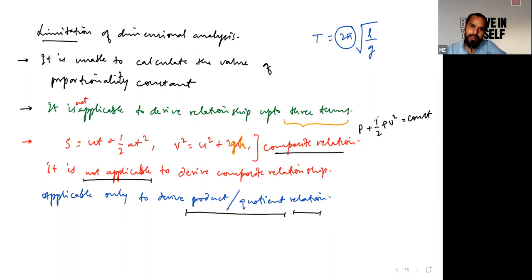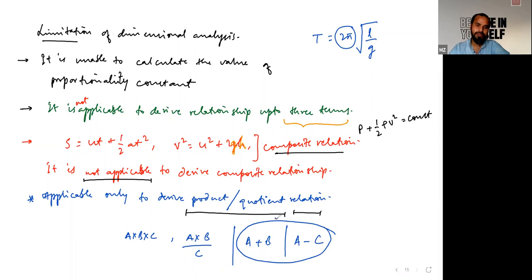Here we have pressure half rho V square. So could you explain the fourth point? Applicable only to derive product and quotient relation. Product or quotient means A into B into C, or A into B divided by C, these types of relationships. These types of relationships would be applicable to derive using dimension analysis, but A plus B or A minus C like this, these won't be possible using dimension analysis.